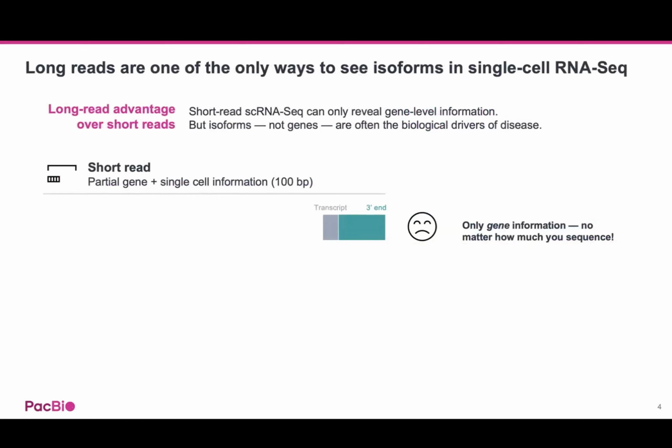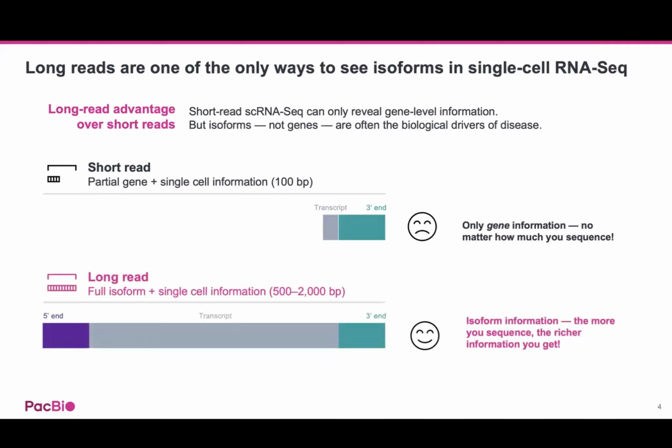In single-cell RNA sequencing, short reads can only sequence either the 3' or 5' end of a transcript. This is because of the limitation of needing to record the single-cell barcode and UMI information. Regardless of how much it's sequenced with short reads, you can only get gene information for single cell. In contrast, with long-read RNA sequencing, you can get the entire full-length isoform information plus the single-cell barcodes and UMIs. The more you sequence, the richer information you get.